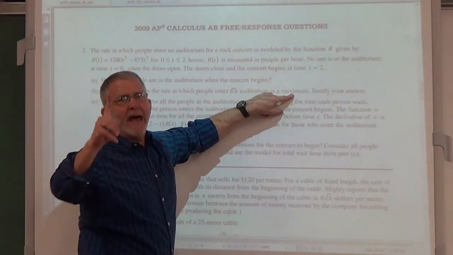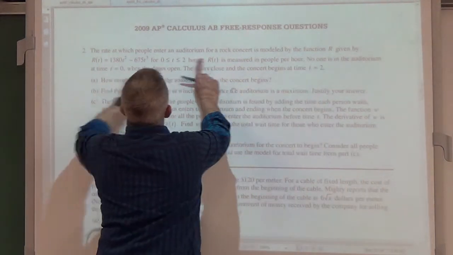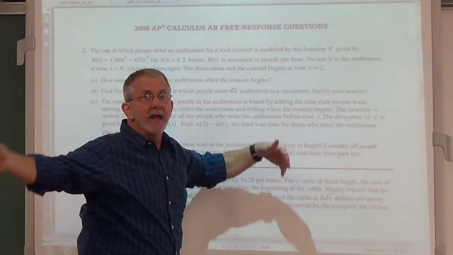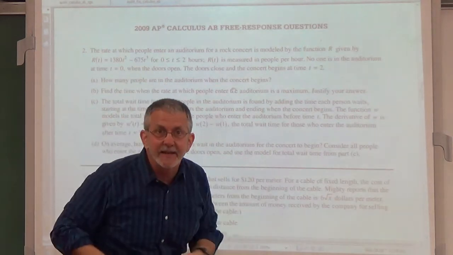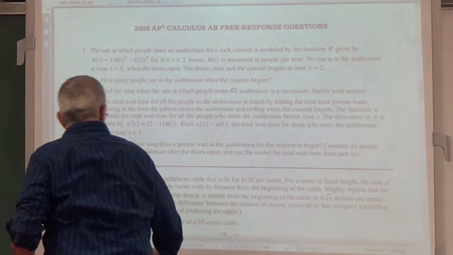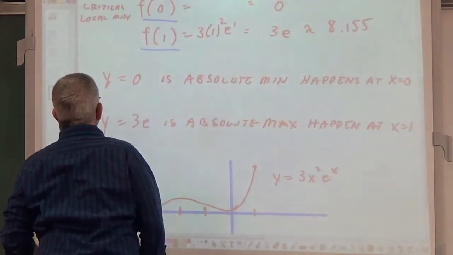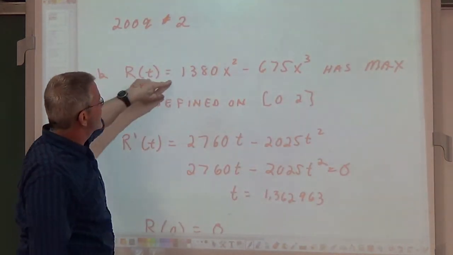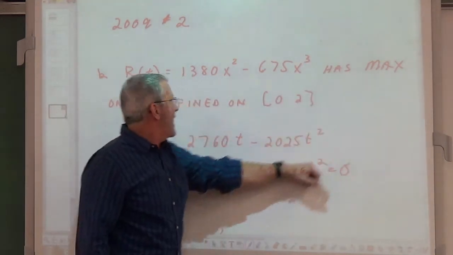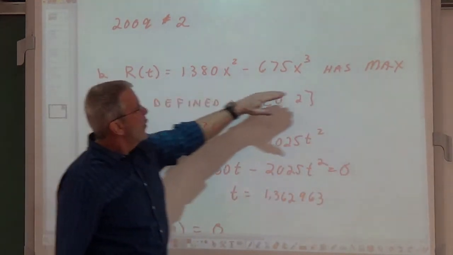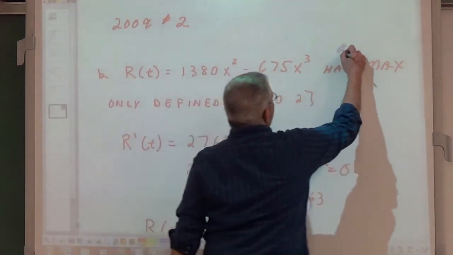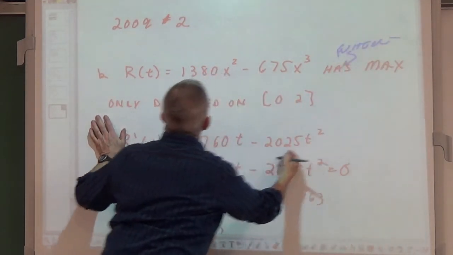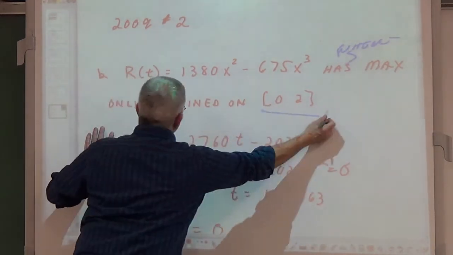I want the absolute maximum rate from 0 to 2. That's an extreme value theorem problem, ladies and gentlemen. A lot of people didn't get the point because they didn't check the endpoints. Let's go back to the AP-inspired sheet and look at this problem, number 2. This is 2009, number 2, part B. This is the rate they give you. This has a max, and the question is, where is the max of that function? And it's only defined from 0 to 2.